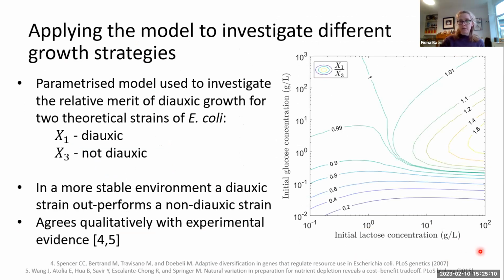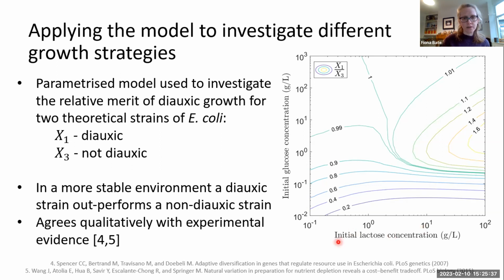When we had the parameterized model, we just wanted to see, in a very simple way, competition between two strains of E. coli. So we just extended the model to look at two different strains, one that exhibited diauxy, as in the experiment, and another theoretical strain that does not exhibit diauxic growth. So it will just consume glucose and lactose at the same time.